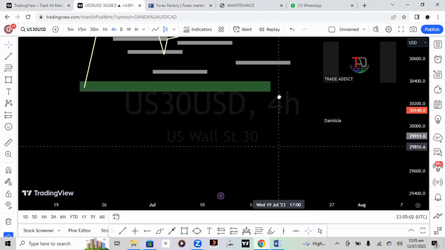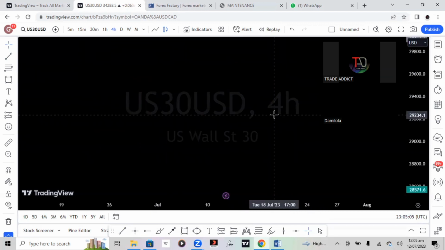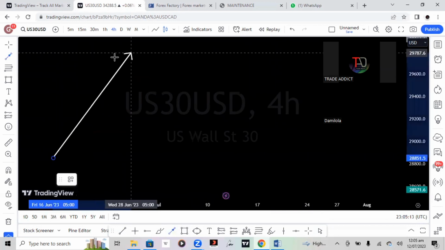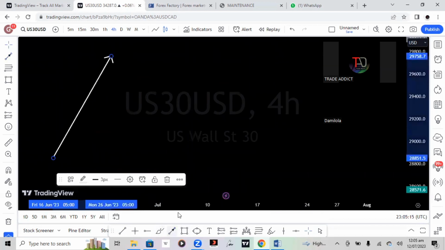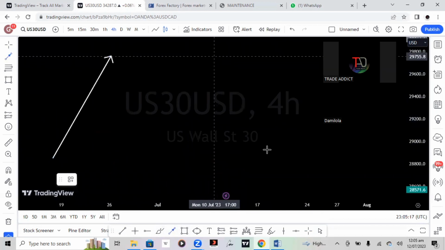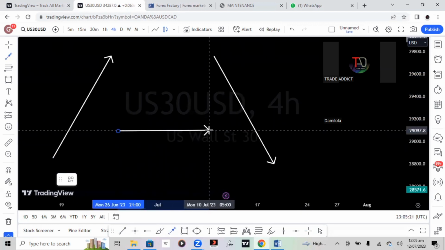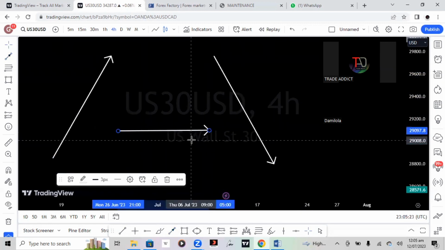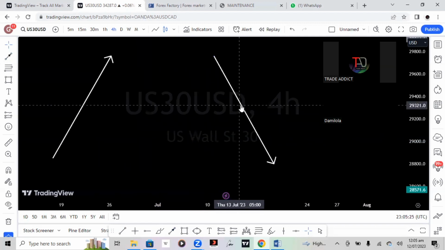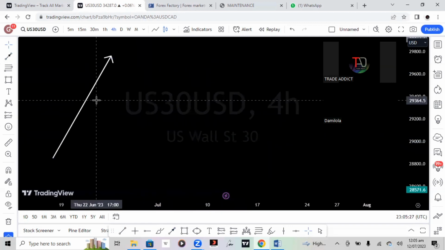So now we'll look at trend lines. The market moves in three major directions. We have the uptrend, we have the downtrend, and we have the sideways. So let's take the uptrend first.